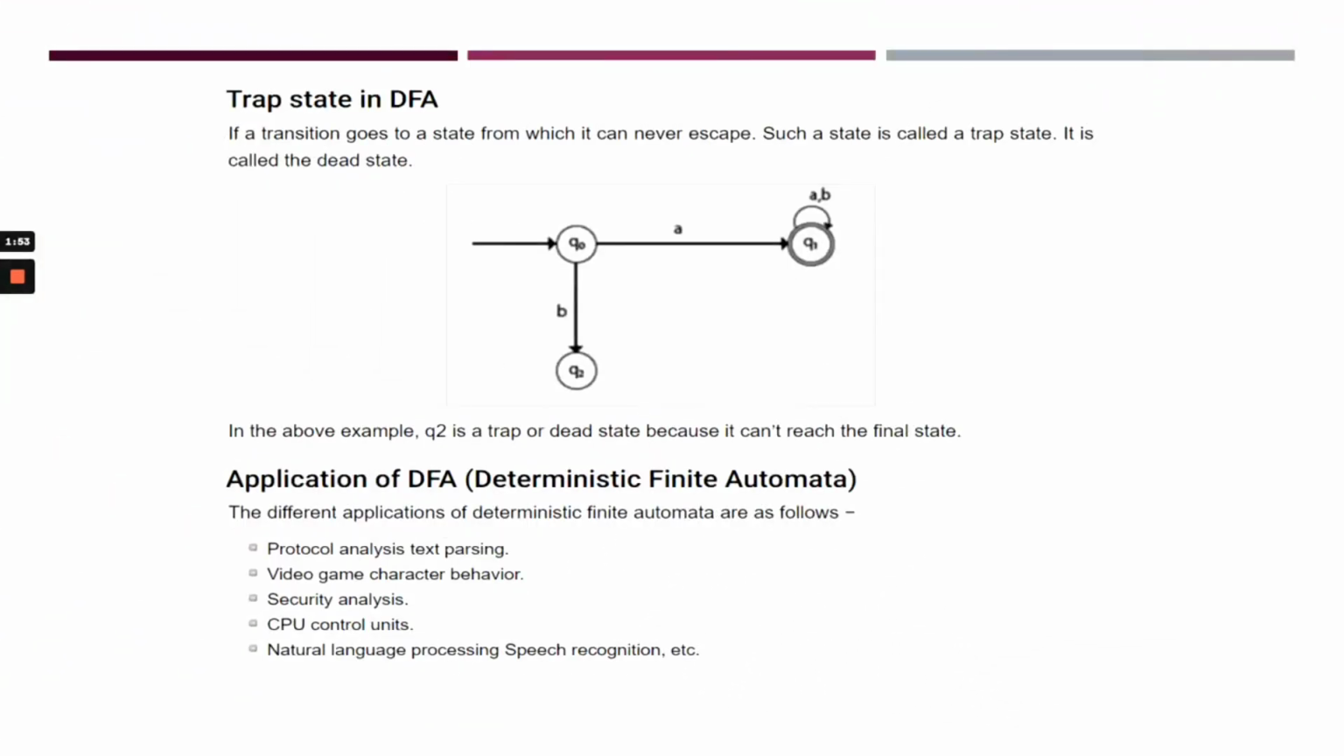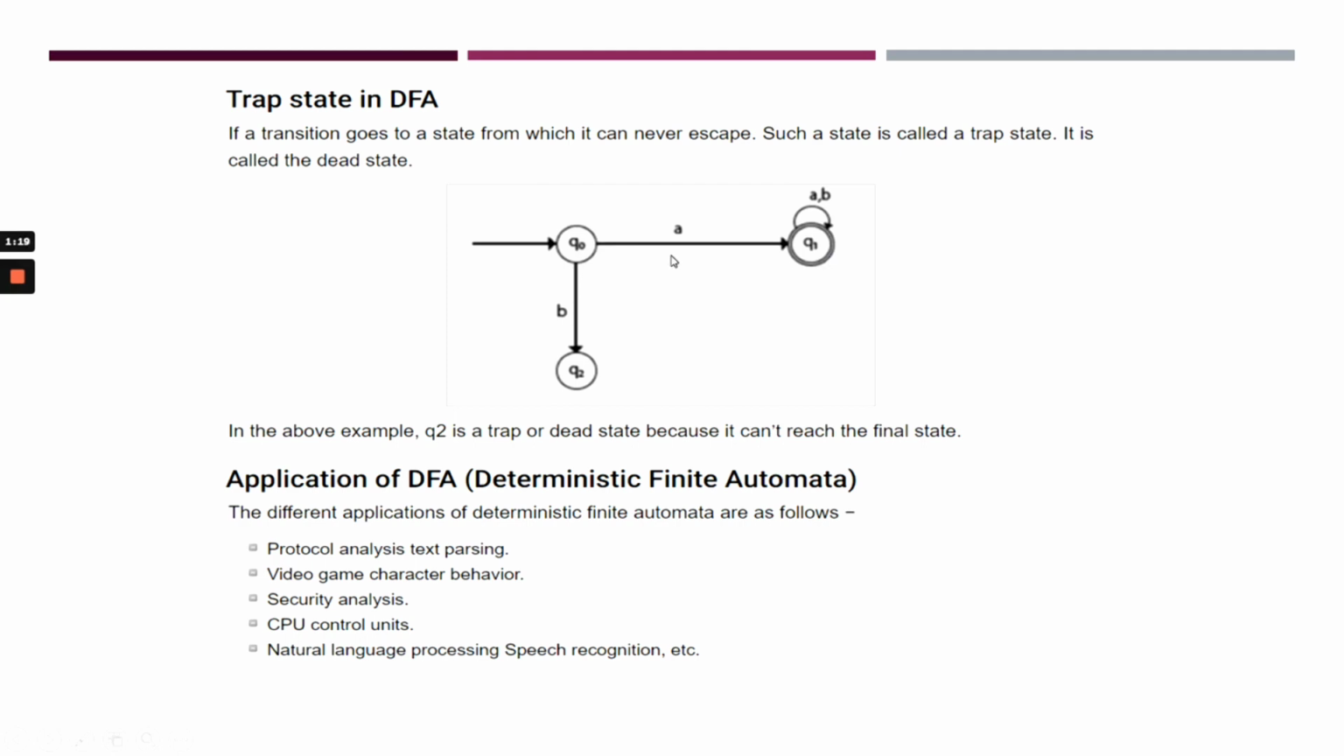Trap state or a dead state in DFA. What is meant by this state? If a transition goes to a state from which it can never escape, such a state is called a trap state or a dead state. In the above example, Q2 is a dead state because it cannot reach the final state. Here, initial state is Q0 and Q1 is the final state.